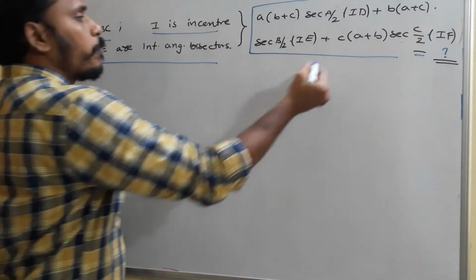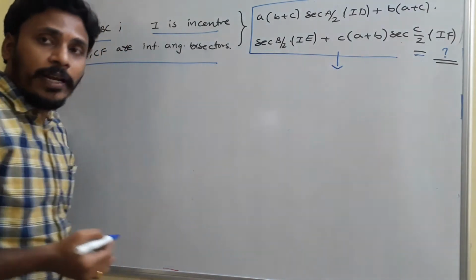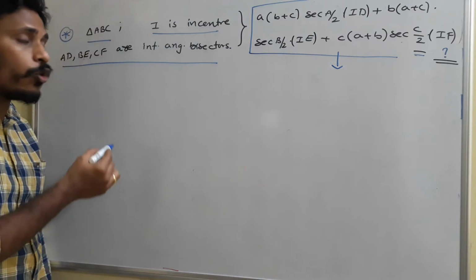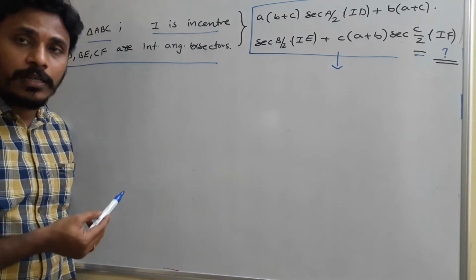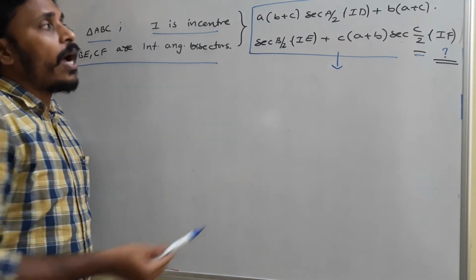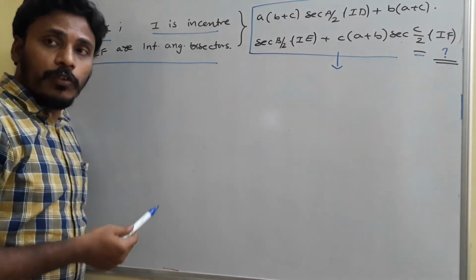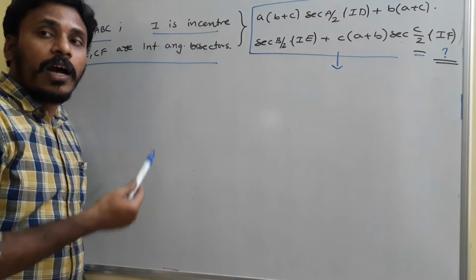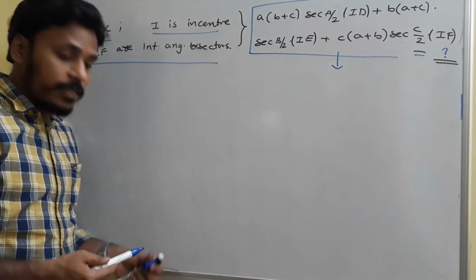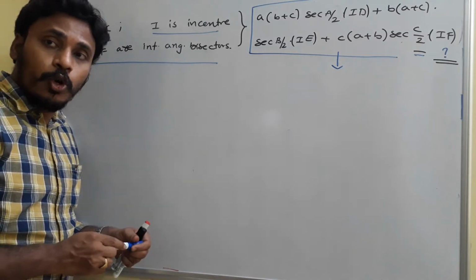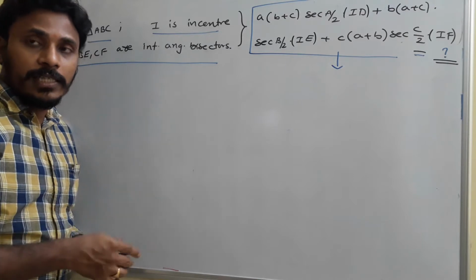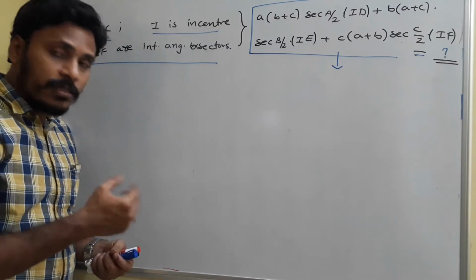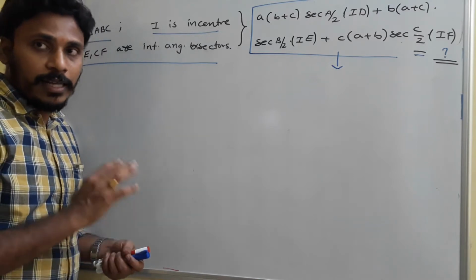We need to find this particular value, and since the question involves angular bisectors along with the incenter, and ID and IE terms are involved, my idea is to utilize the concepts related to the internal angular bisectors as well as the ratios in which the incenter divides the internal angular bisector. We discussed all these things in our regular class.